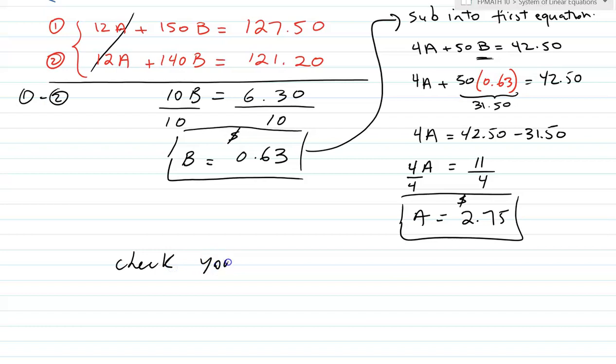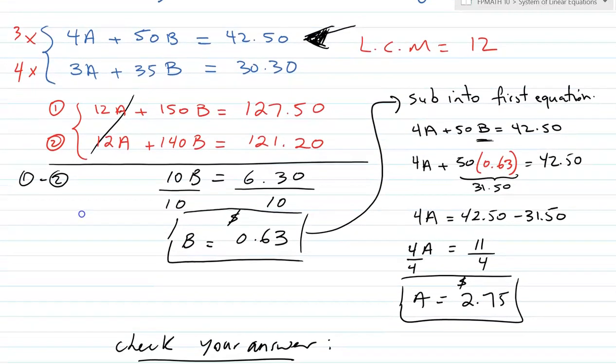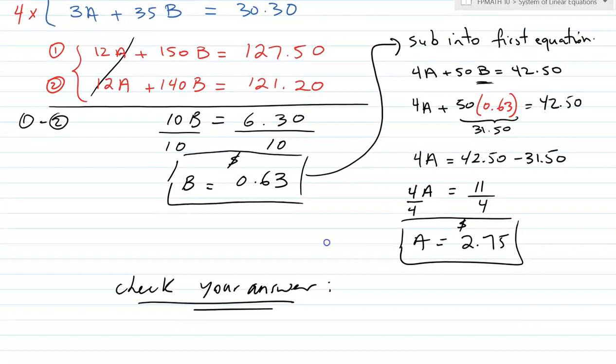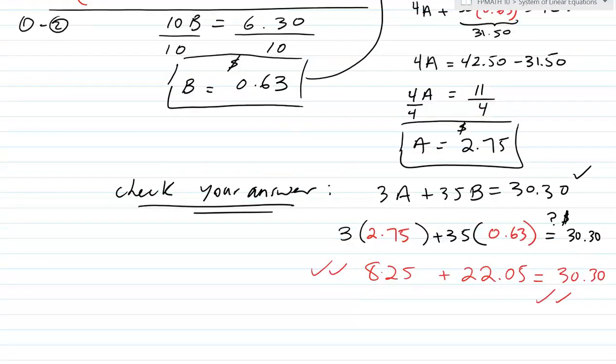Always check your answer and make sure that you plug it back into both equations. And usually you're going to use the original. So if you just check that 3A plus 35B equals 30.30, if that works, that means everything else is okay. And in this case, it does. And here's the check. So plug numbers in for the values of A and B for the oil and the gasoline, and then you do the math. Does it equal $30.30? Yes, it does. And that's it.